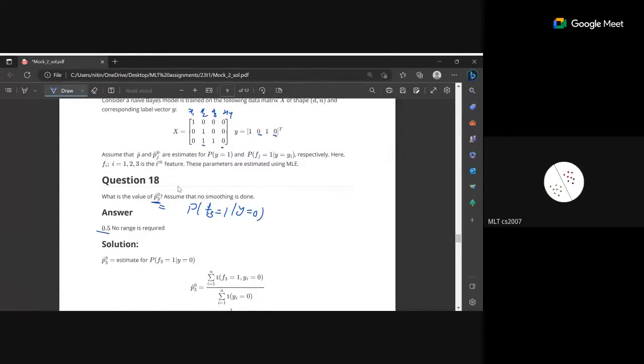So what is the prediction for P? 0.5. It's just the proportion of class 0 points, right? Similarly, what is P10? 10 means y should be 0 and 1 is the feature. Basically 4 data points are there. What belongs to class 0? Points 2 and 4 belong to class 0, and you look only at class 0. So this probability will be 0, because the first feature is 0 in both cases.